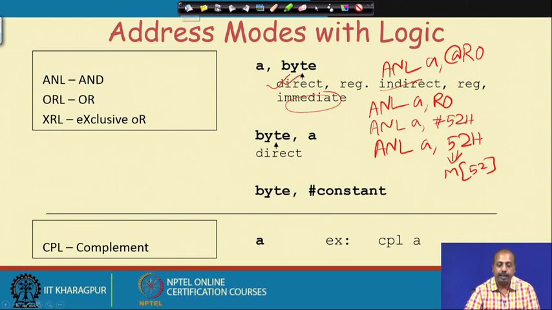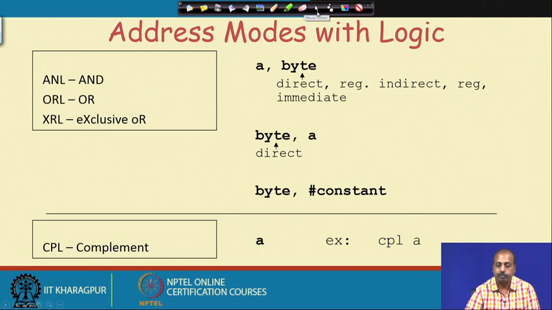So, this way we can have different AND logical instructions, or we can have byte and A the other way, where A is the destination. So, direct byte and A. You can have a byte constant, which also can be specified by hash constant. Then we have the complement instruction like CPL A. The A register will be complemented, and we will get the value there.